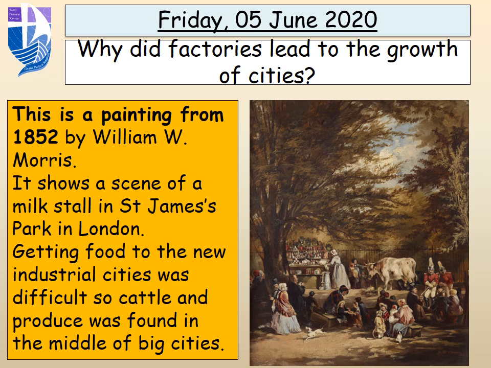So they often would have to use parks and more kind of rural areas within cities to have things like cattle, for example. So it's quite common to see cows going through the city streets of London and things like that, and produce being grown in the middle of big cities.